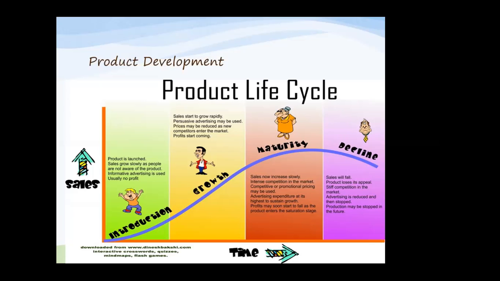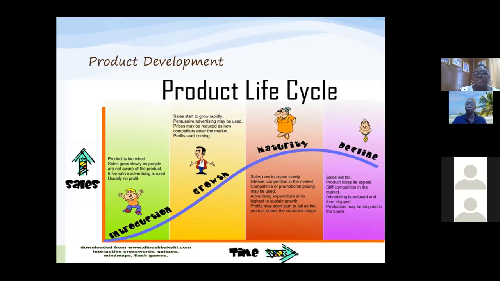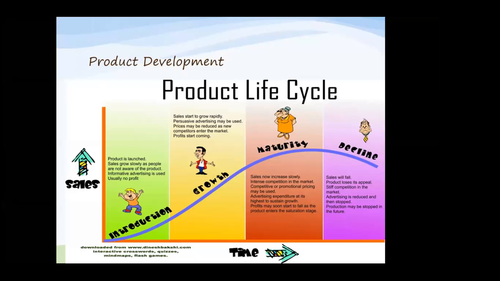At your growth stage, the sales start to grow rapidly. And at this stage, you tend to do a lot of persuasive advertising. And at this stage, you find that competitors start to jump into the market to try to eat out your market share. Because if you're making money on something, you find that other persons would want to do the same thing. So that is why it's advisable in business to shut your mouth when you're making money.